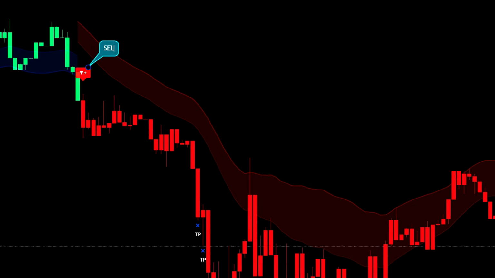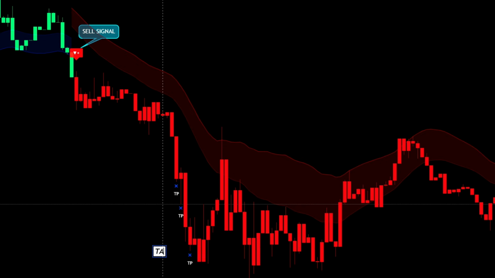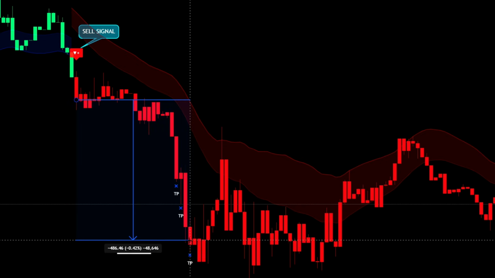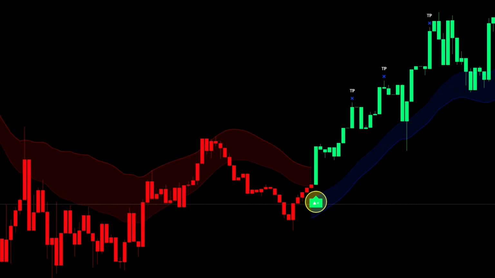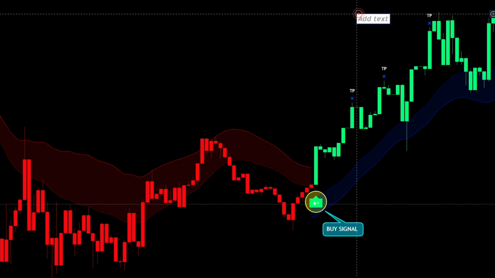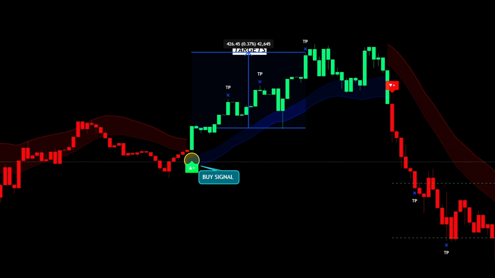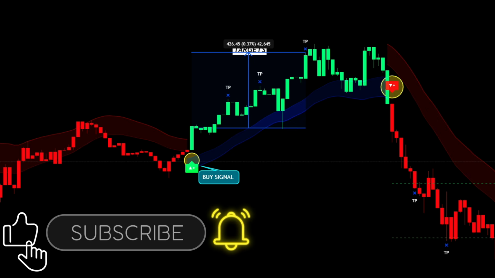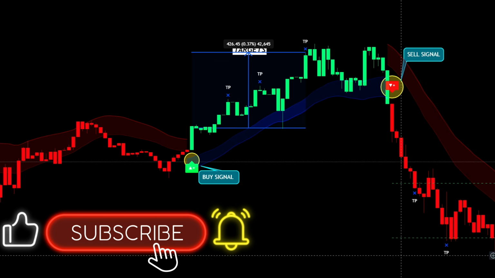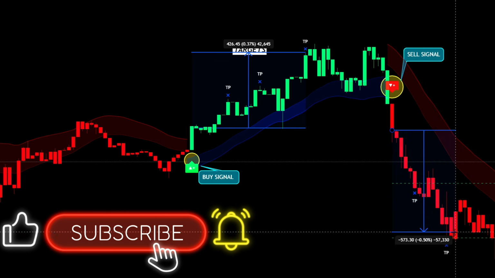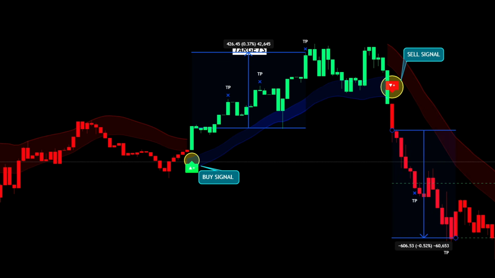You can see here we've got a sell signal, targets appear, and price hits. Right after that, a buy signal shows up, targets marked again, and it hits those too. Then another sell signal comes through. Same story. It reaches the target. You can see how the indicator lays everything out visually without you needing to guess.